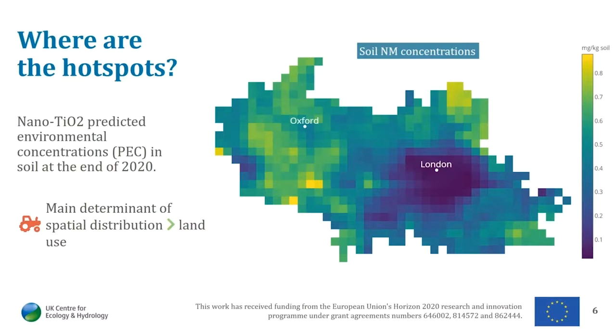And the conclusion we can draw from this actually is that the main determinant of the spatial distribution of nanomaterials is land use. A key way that nanotitanium dioxide gets onto soils is through the application of sewage sludge, and that's higher in agricultural areas outside of our urban areas, which is why you see low concentrations in the urban areas like London and higher concentrations in the rural agricultural areas.